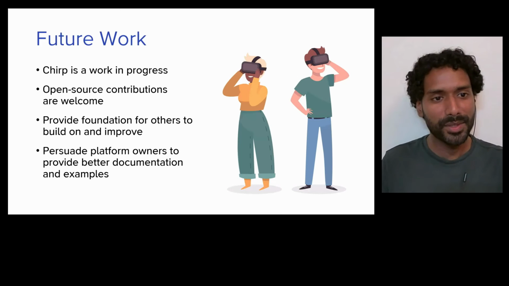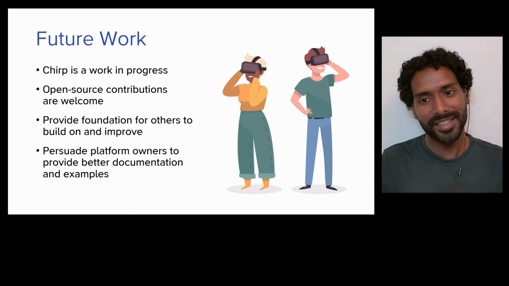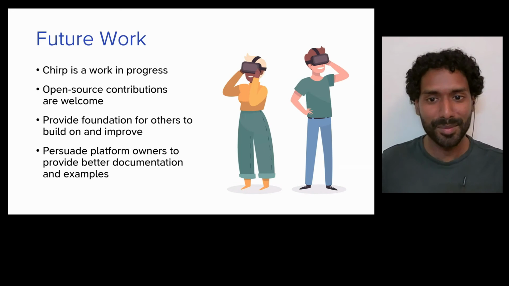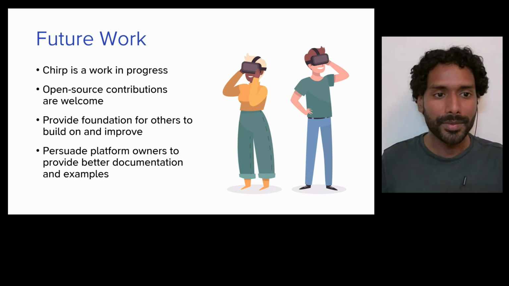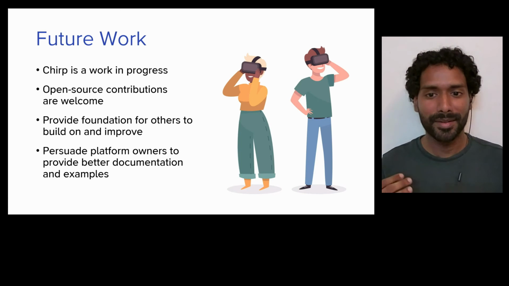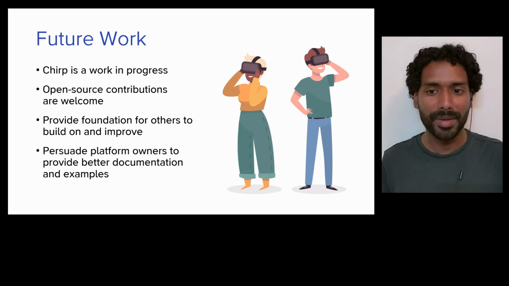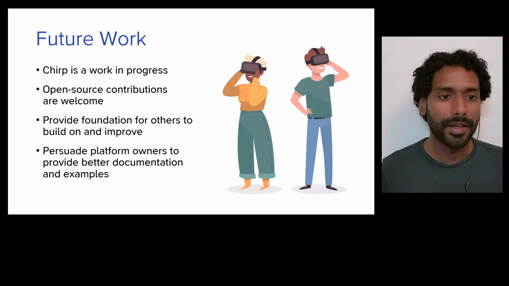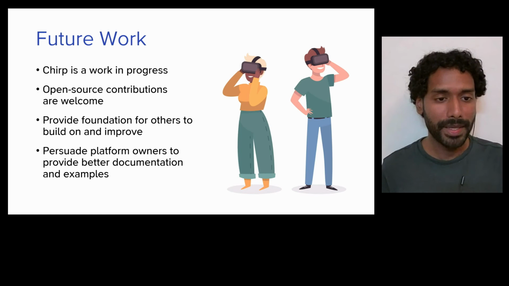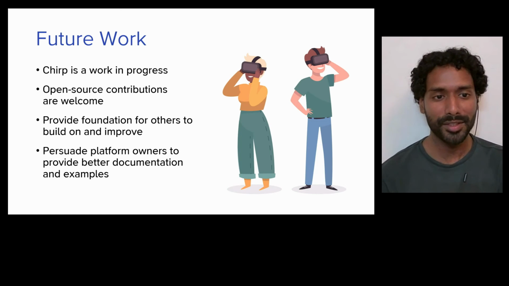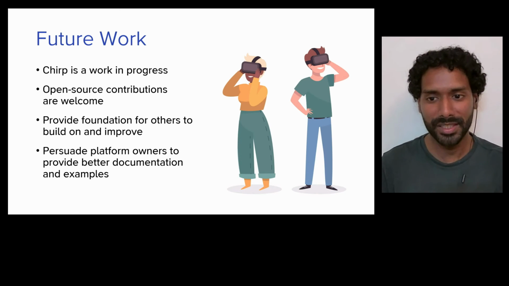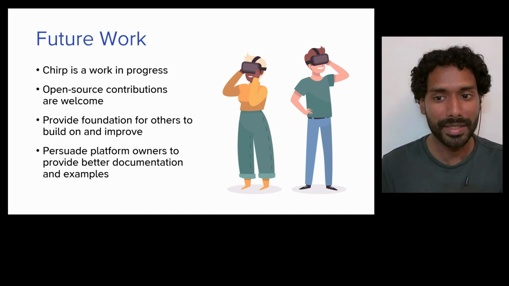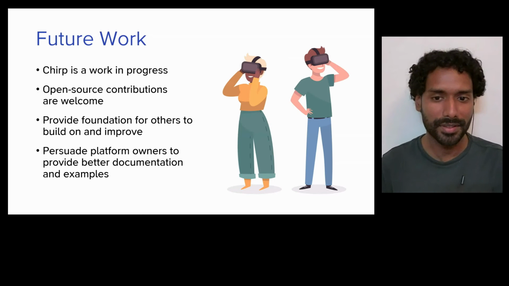Now, when it comes to the future work of Chirp, Chirp is still a work in progress. One of the main goals of Chirp is to make code and examples related to VR captions more widely available. It's an open source project where the community can actually contribute to making Chirp better. It's also meant to persuade platform owners like Meta to provide better documentation and examples. So if there's more interest in VR accessibility features like captions, then this can persuade owners like Meta to up their game and make more resources available.